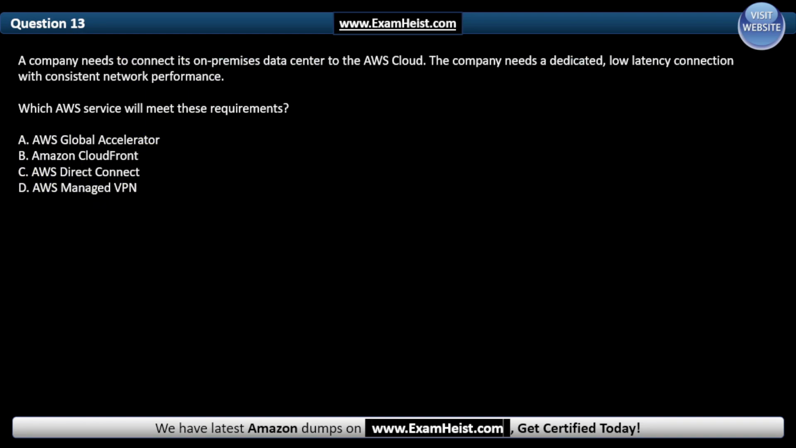Question 13. A company needs to connect its on premises data center to the AWS cloud. The company needs a dedicated low latency connection with consistent network performance. Which AWS service will meet these requirements? The correct answer is C. AWS Direct Connect.